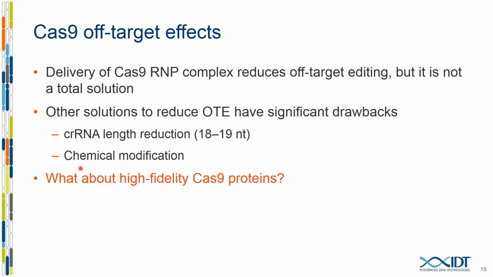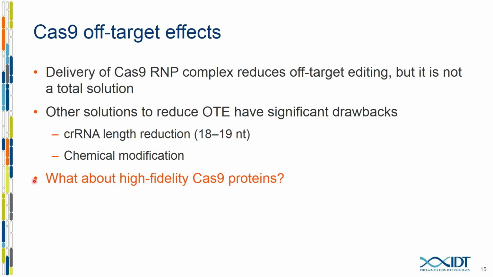And I think it's sort of the same thing for chemical modifications. So we've tried to introduce specific chemical modifications at different points within the targeting crRNA, and sometimes we see a reduction in off-target editing, but oftentimes that correlates with a reduction in on-target editing.